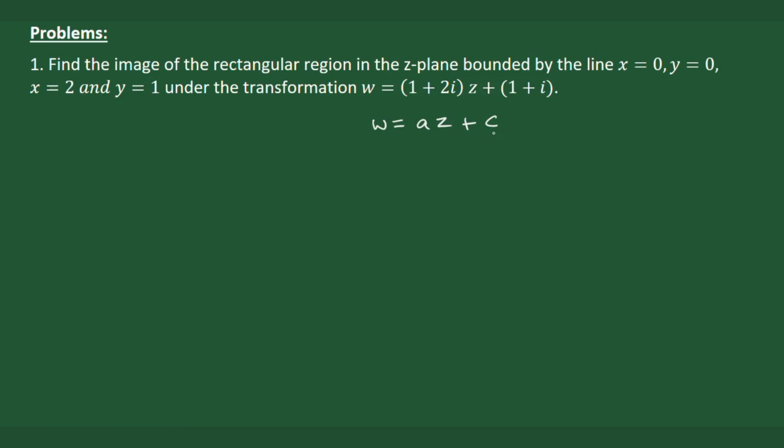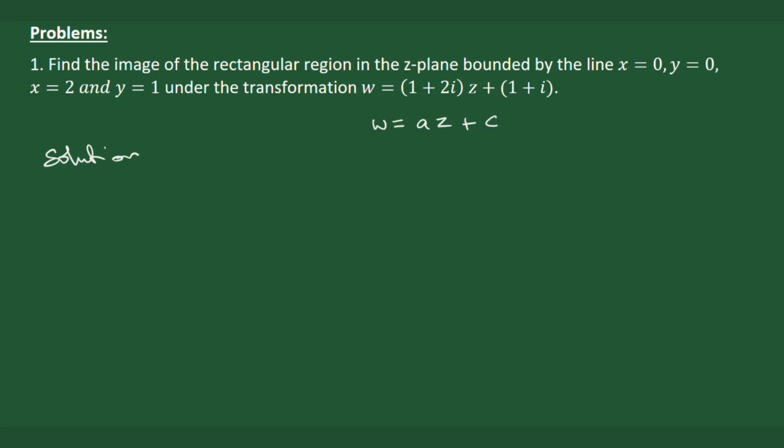Based on the various types we have already seen, here a being a complex constant, magnification occurs and rotation occurs. And because of plus c, translation also takes place. So the image in the w plane will be magnified, rotated, and also shifted by a distance of modulus of c. Now let us see what happens.